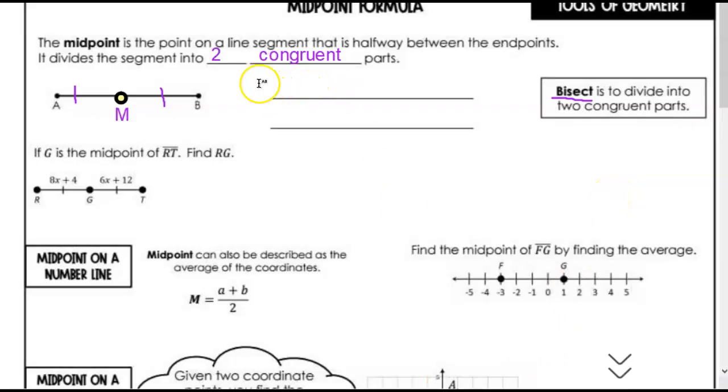So we would say M is the midpoint of segment AB. And then for segments, what do I draw at the top? Do I draw arrows, one arrow, or no arrows? For line segment.